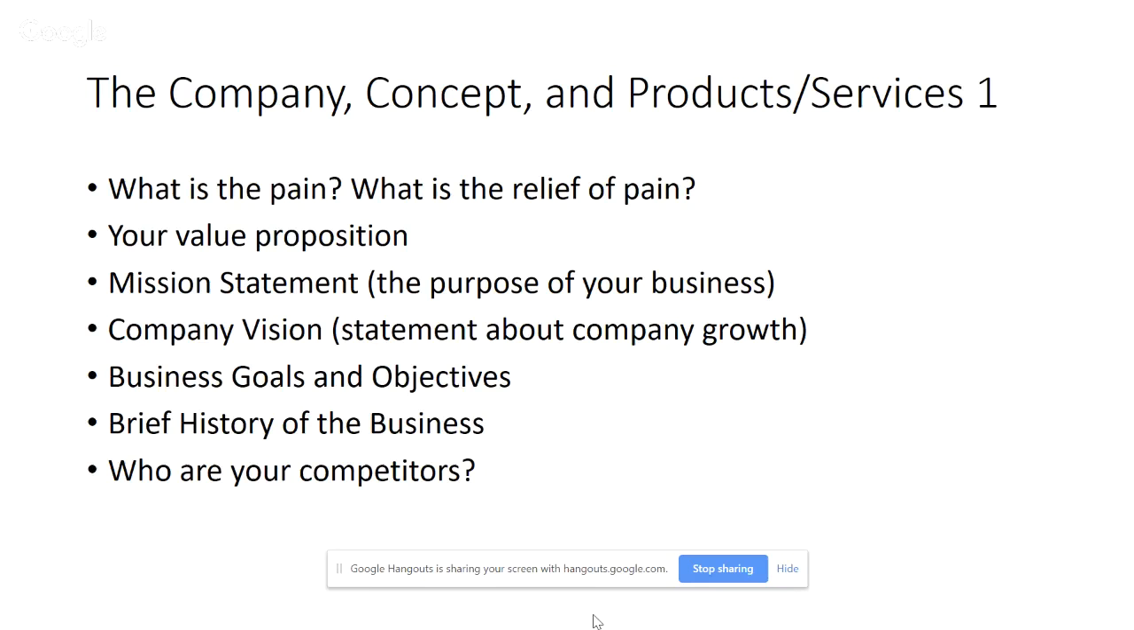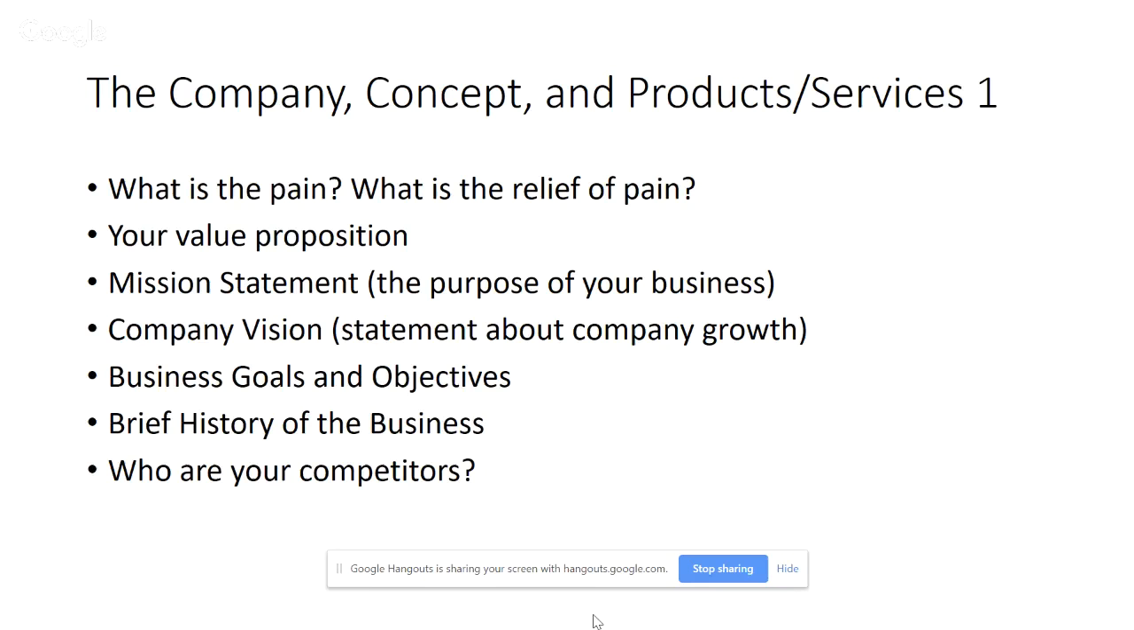You want to identify in your company, concept, products, services section, what is the pain? Meaning, what is the pain that customers are experiencing? What is the next best alternative that's being offered right now? And what are the painful experiences of the next best alternative? And what is the pain relief that you're proposing to do with your business plan? What is your value proposition?